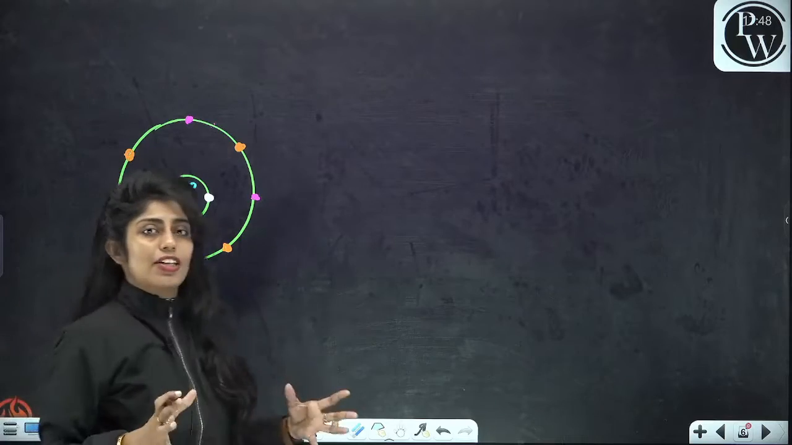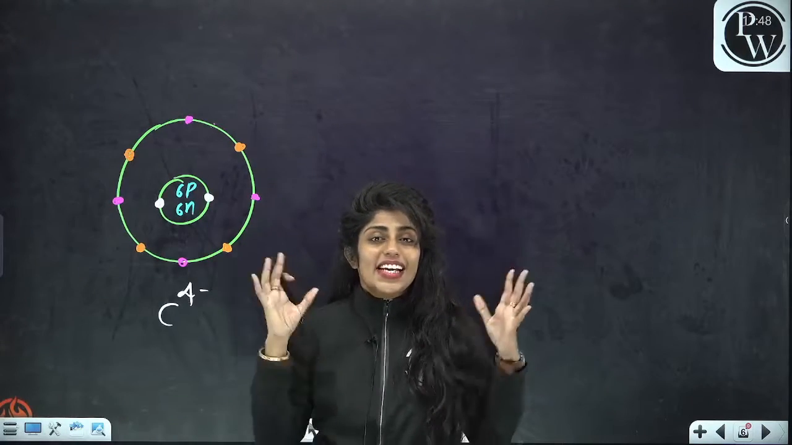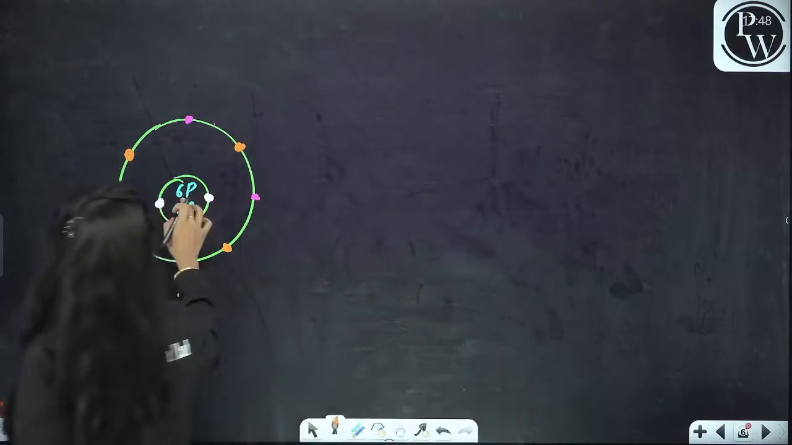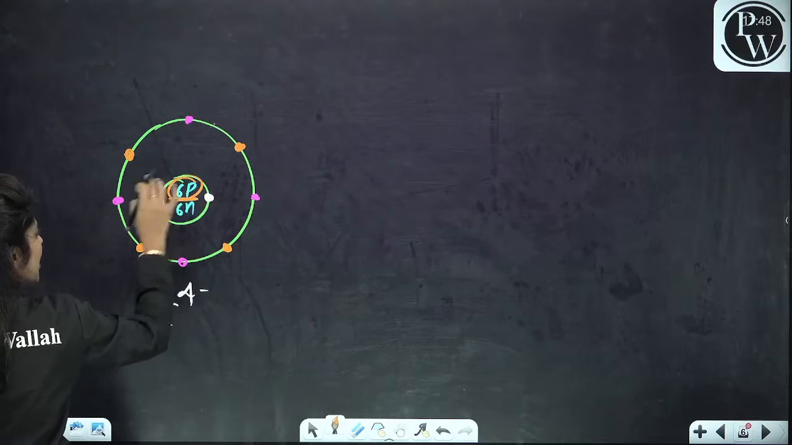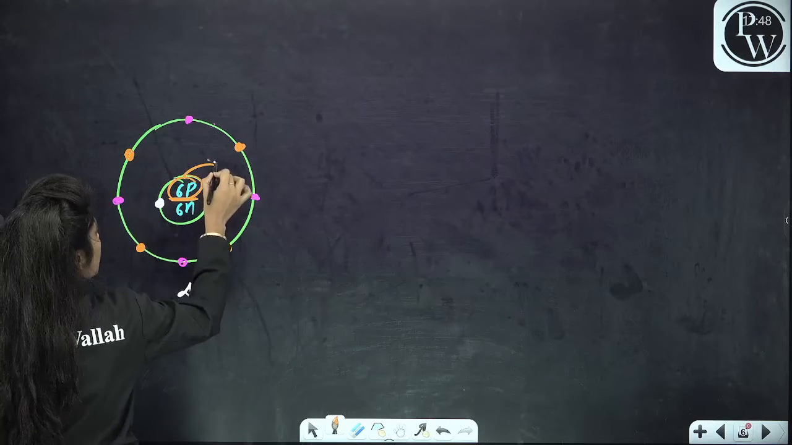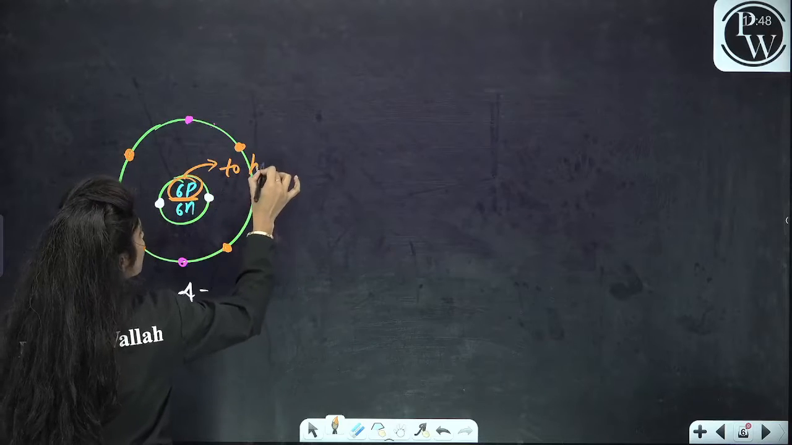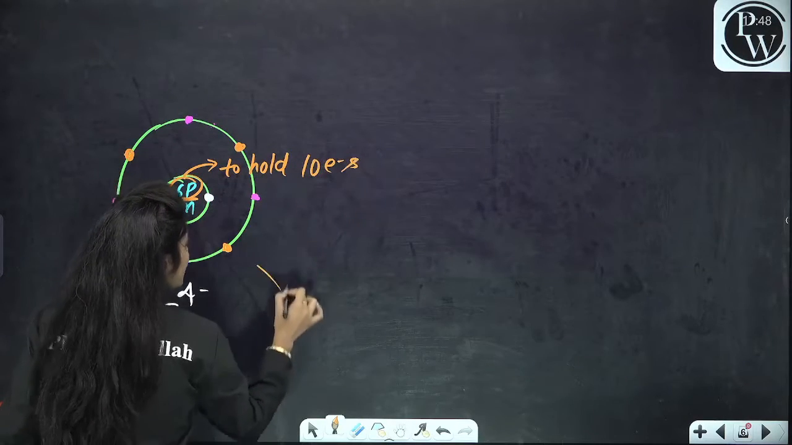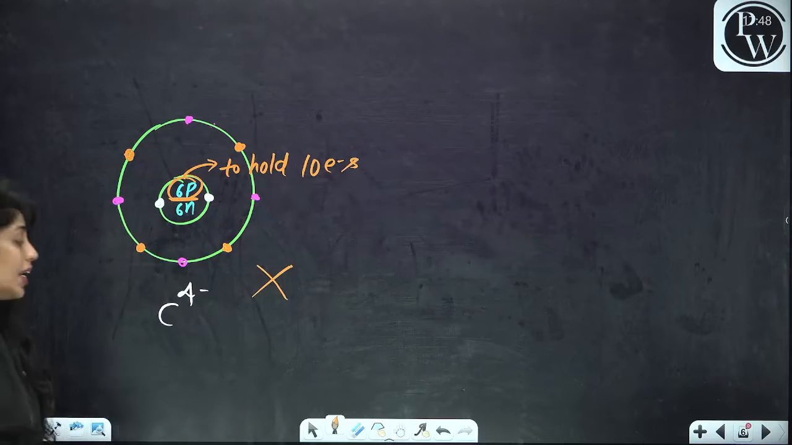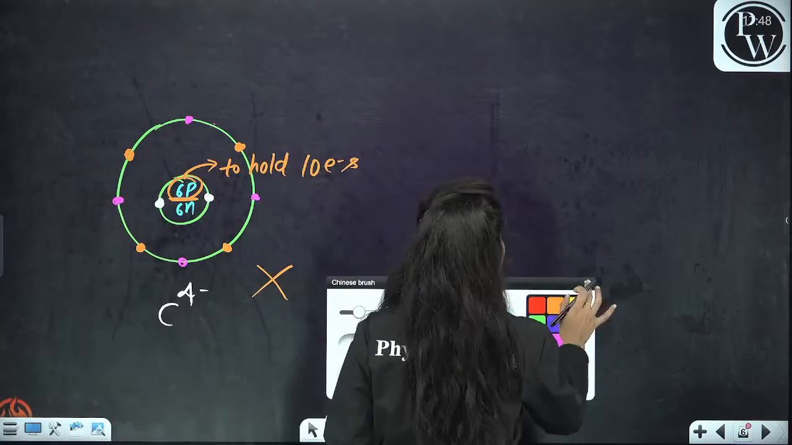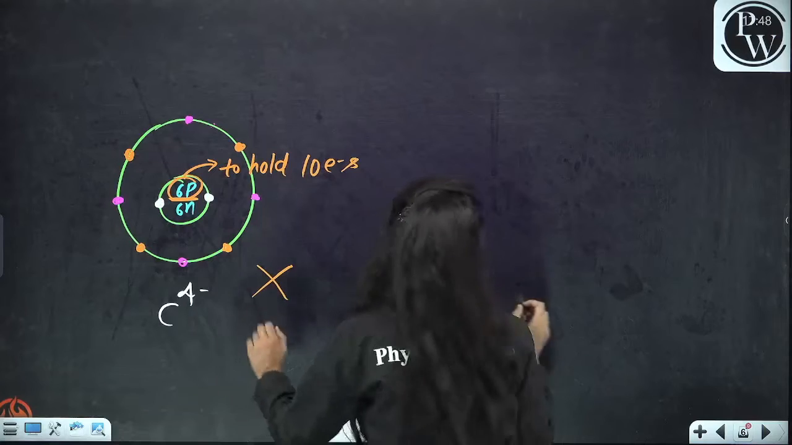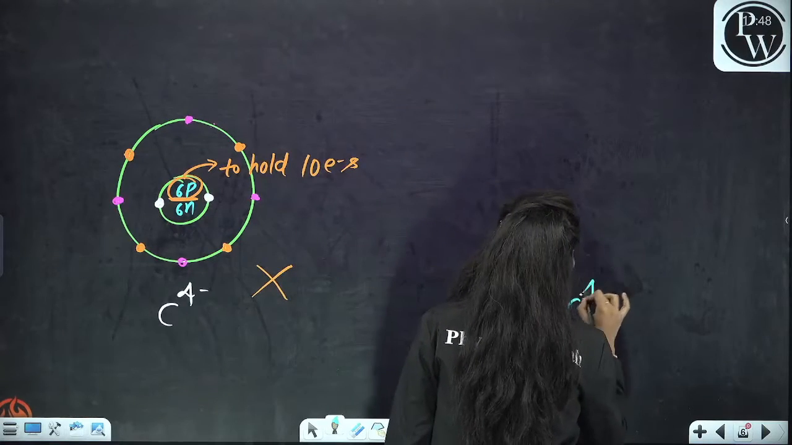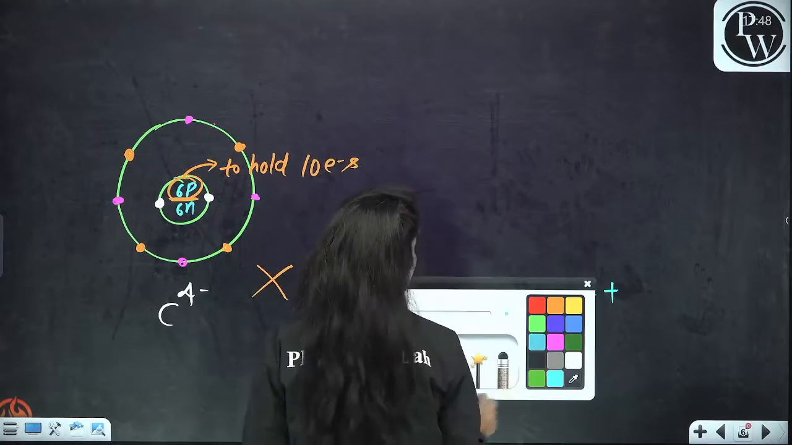Now understand the concept. The carbon here, the nucleus is having only 6 protons, so it is very much difficult for these 6 protons to hold 10 electrons. So this case cannot be possible. Now let's check out the other case when carbon can lose 4 electrons. So it will be C4 positive, the case of C4 positive.